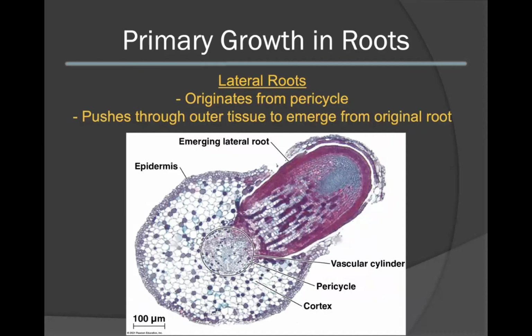Just like the upper part of the plant, or above ground part of the plant, can branch, the roots can as well. Lateral roots can form as outgrowths from the pericycle. These outgrowths can eventually push through the outer tissue or epidermis and emerge from the original root. This can help create extensive root networks for the plant.